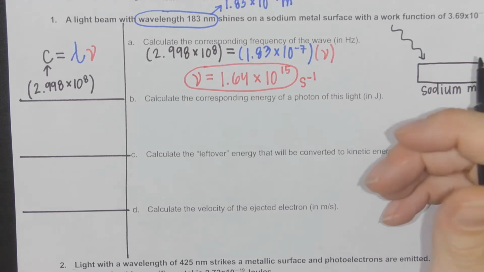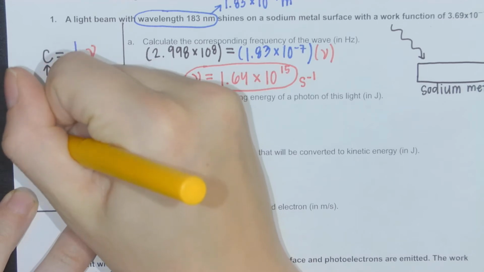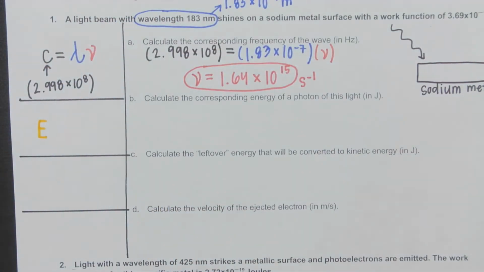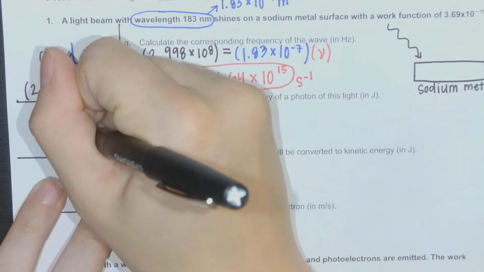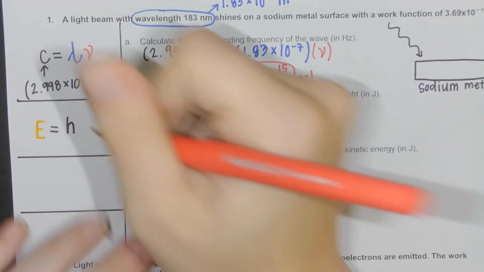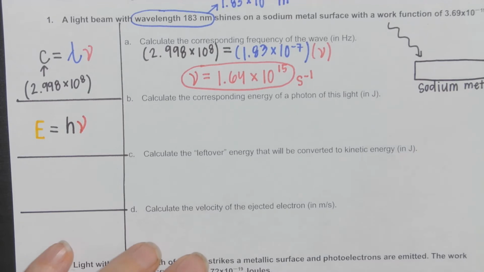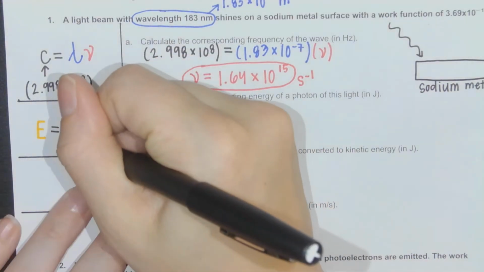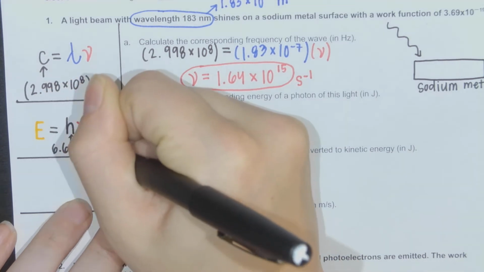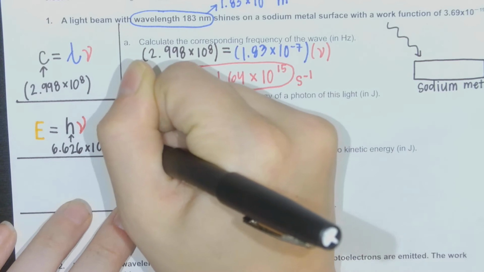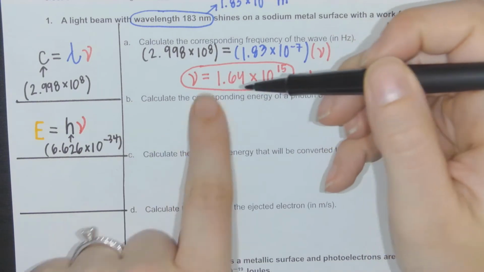So the formula here: energy equals H times the frequency. H is always going to be 6.626 times 10 to the negative 34. It's a constant. And the frequency we're going to get from part A.